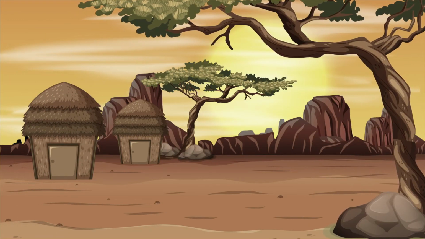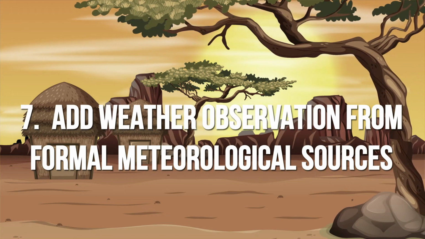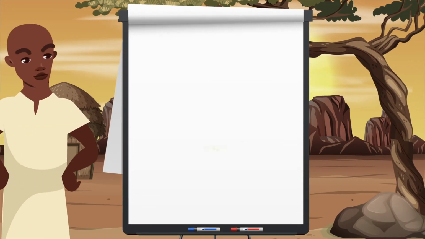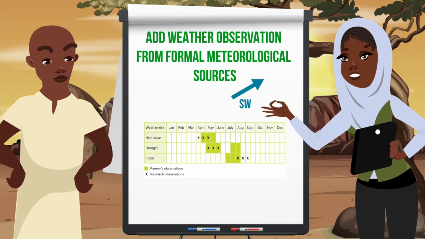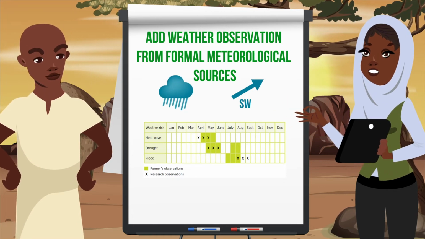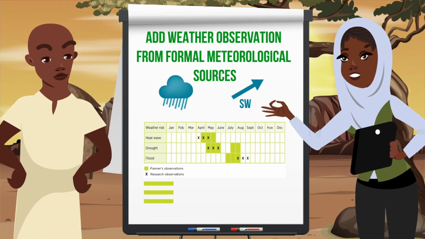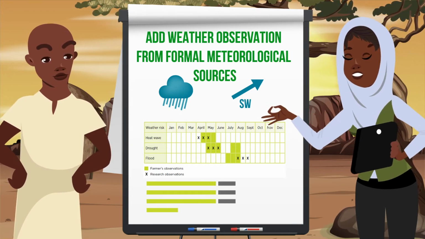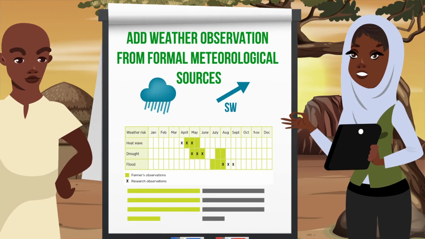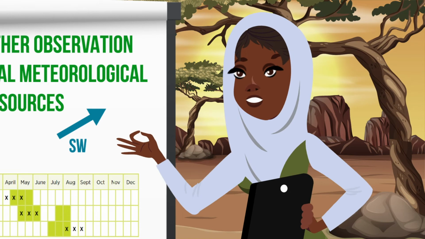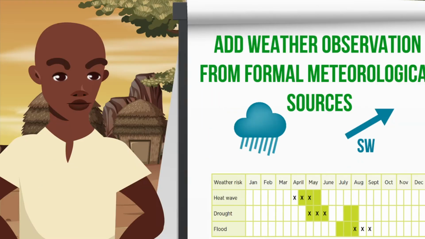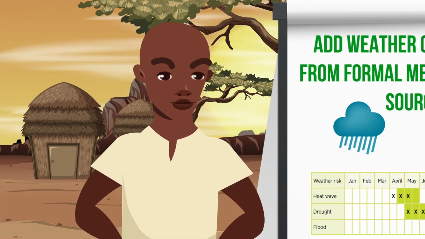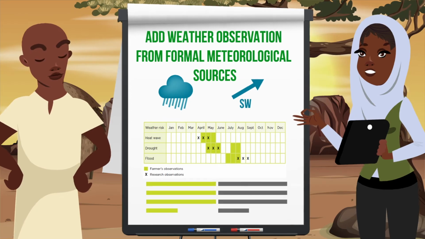7. Add weather observations into formal meteorological sources. The government's meteorological department says you experience the following weather threats. Mark the threats that they observe on the calendar. So again, it's month by month, heat wave, drought, flood. Ask the farmers, are these correct from your experiences? The researchers should just discuss and verify observations with farmers. If they disagree, their reasons should be noted. The differences are often due to confusion about the choice of the normal year.